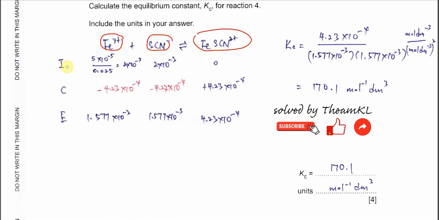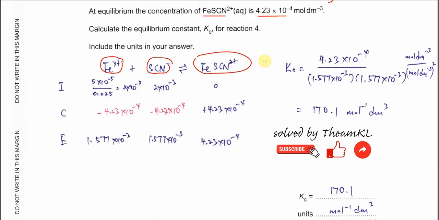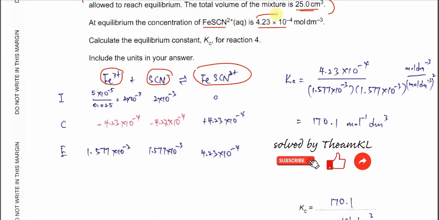So for the initial concentration, we use the moles given over the volume in dm cube, because it's mole per dm cube, isn't it? Therefore, for both reactants, you will get 2 times 10 power negative 3 mole per dm cube. Concentration for the product, 0. Later we will discuss the change. C means change. E is at equilibrium. At equilibrium, I already told you just now, the product's concentration is this one.